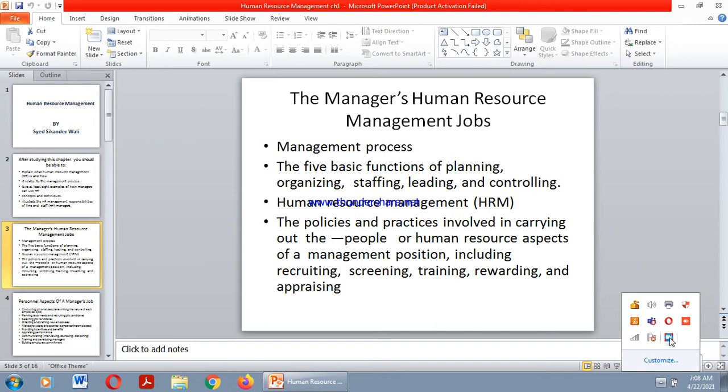The manager's human resource management jobs. What are the jobs of a human resource manager? First, we will go through the basic process of what is management. It is a scientific process because it has certain steps, SOPs. You will go through those steps in achieving your objectives. What are these 5 steps?